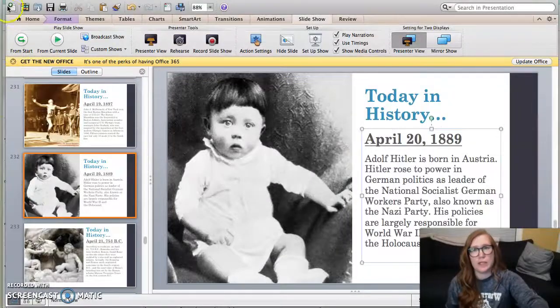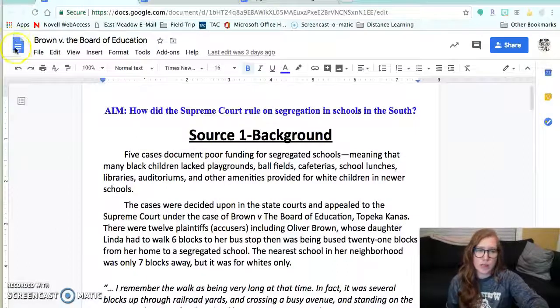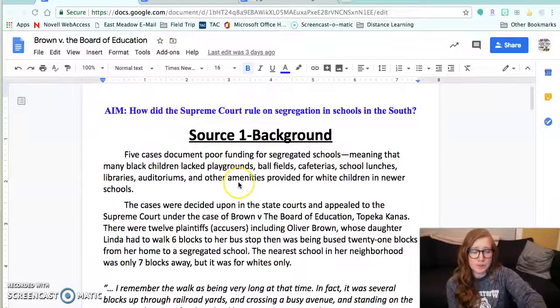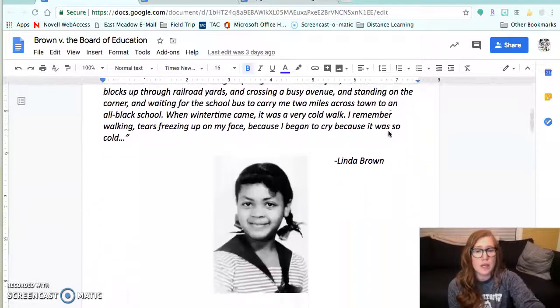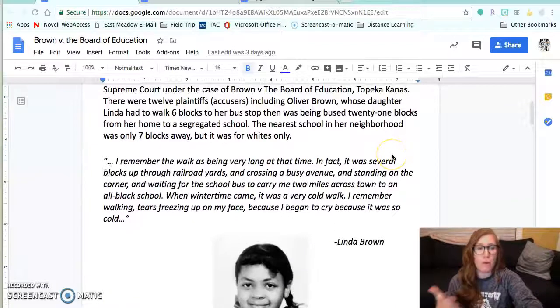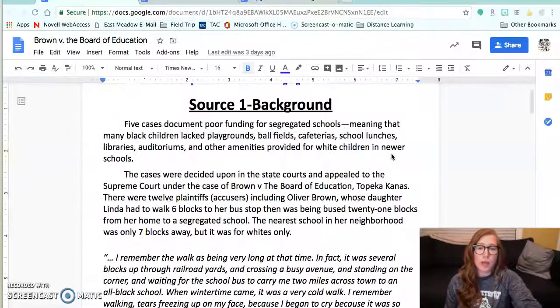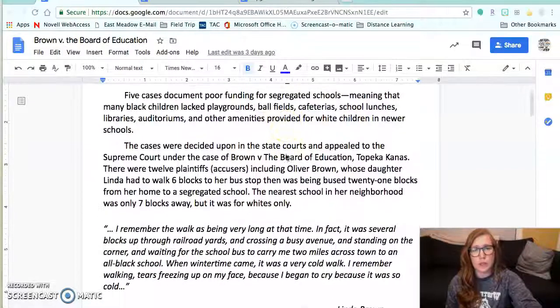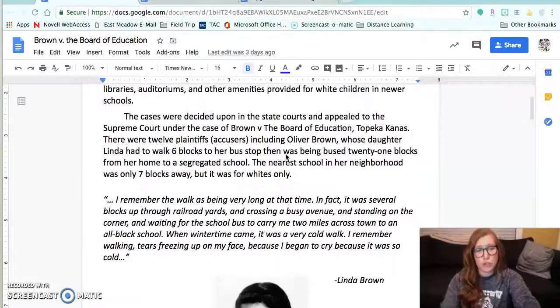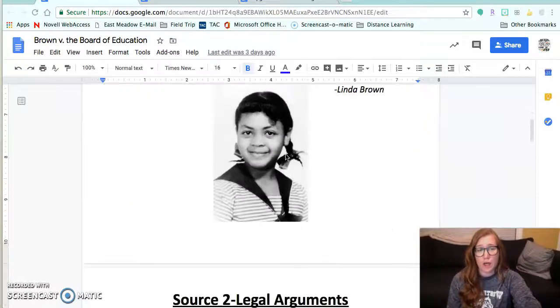Let's do a little review of what you had assigned to you on Friday. So on Friday I gave you a lesson about Brown versus the Board of Education. I said, how did the Supreme Court rule on segregation in schools in the South? And what you had was these three documents about the Brown versus the Board of Education court case. So here's a little bit of background information that kind of set the stage and talked about what's going on that leads to Mr. Brown actually filing a court case.